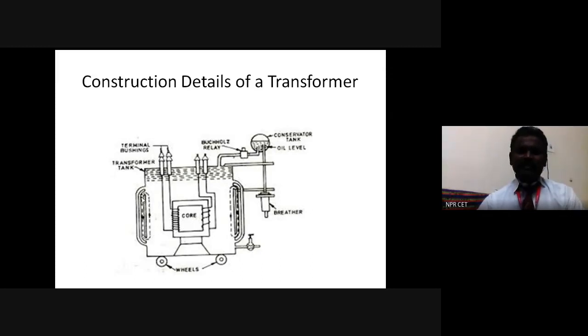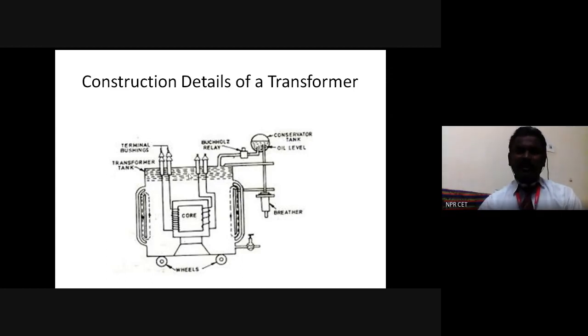Then the transformer tank also contains transformer oil. The total transformer core and windings are immersed in the transformer oil. So what's the purpose of the transformer oil? We provide it here to reduce the temperature rise. When the transformer operates with load, the temperature increases, so at that time it requires cooling. So the transformer oil acts as a cooling medium, right?